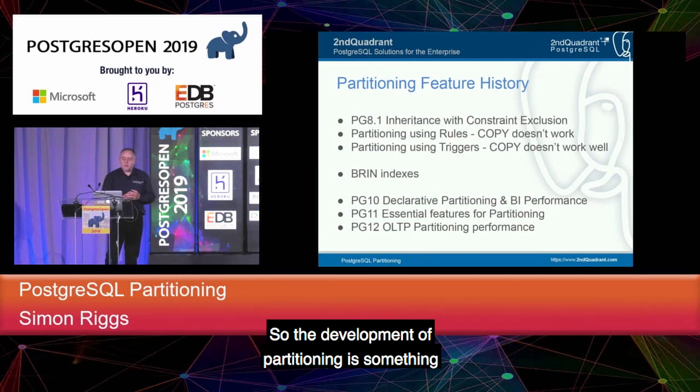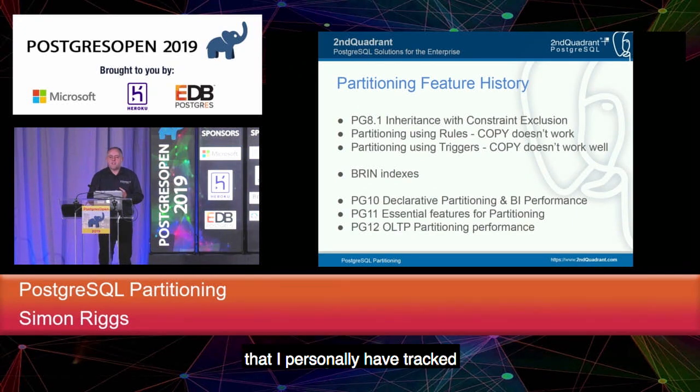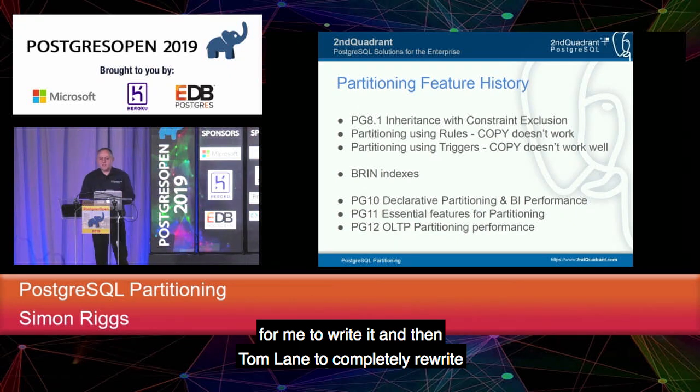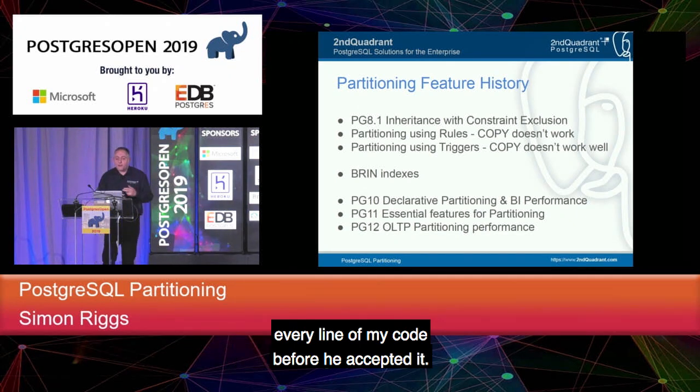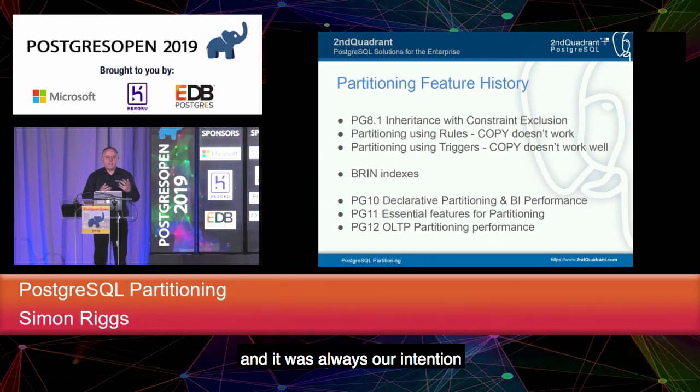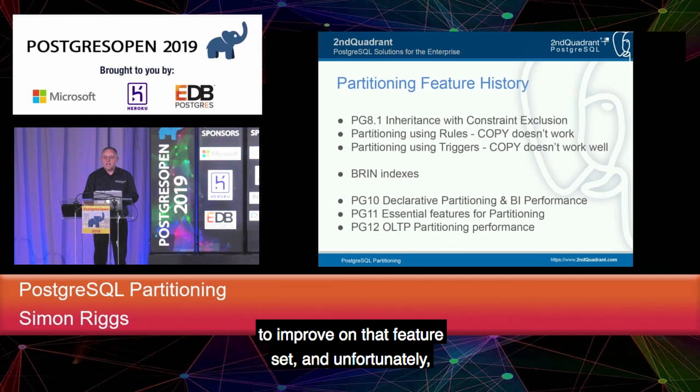So the development of partitioning is something that I personally have tracked over more than a dozen years within Postgres. I wrote the original feature for constraint exclusion in Postgres 8.1, and it took about 6 weeks for me to write it, and then Tom Lane completely rewrote every line of my code before he accepted it. But it was always our intention to improve on that feature set. And unfortunately, it took a rather long period of time to get there.